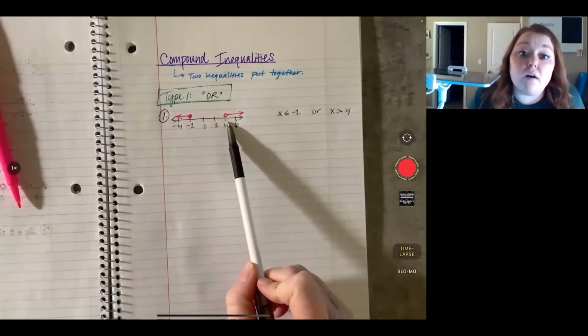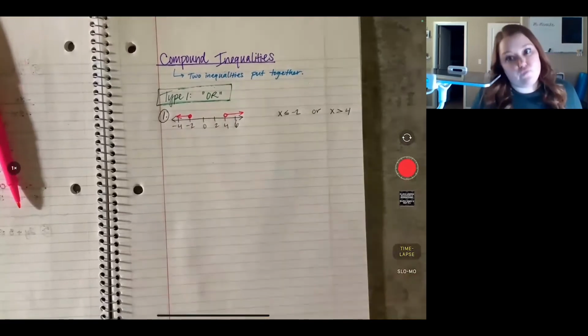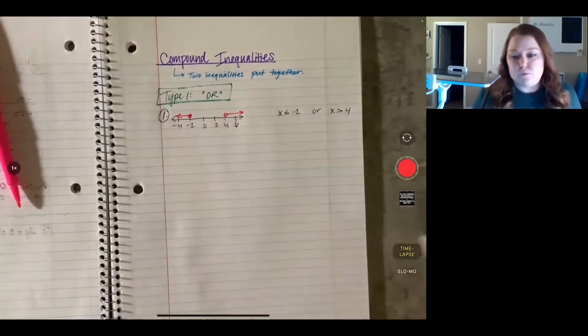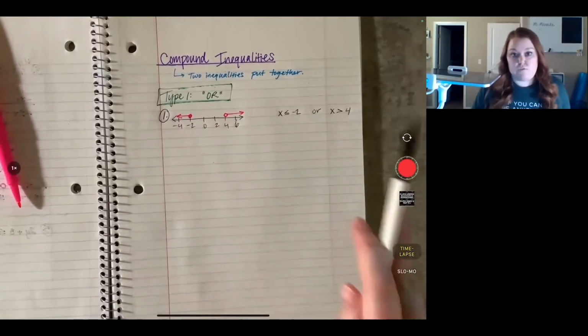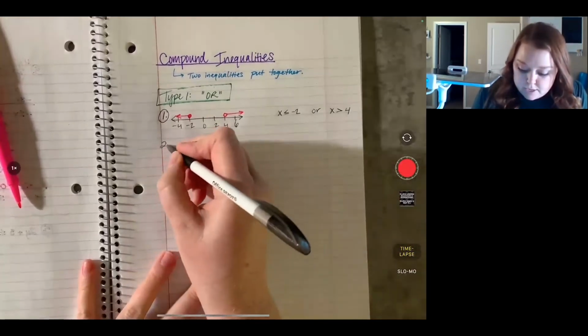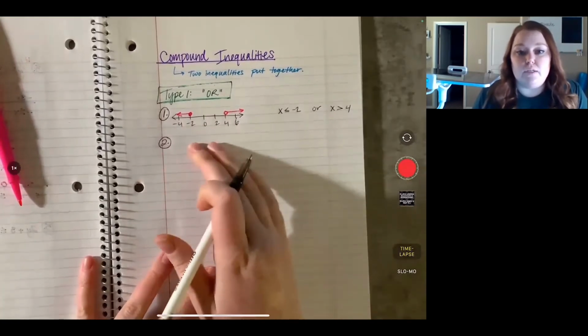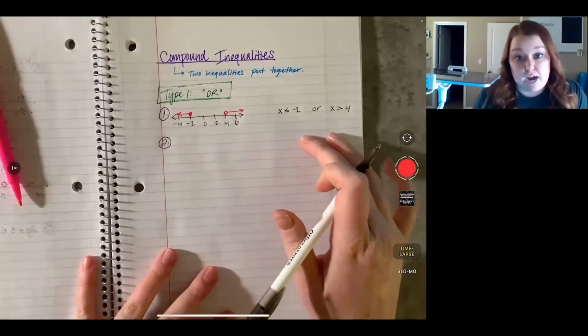4.1 would be fine though. 4.01 would be fine because it's greater than 4. 5 would work, 6 would work, 1,000 would work because it's over there. Okay, so those are some possible solutions for that. All right, now let's go reverse order. I'm going to give you the compound inequality and then we'll practice graphing it.